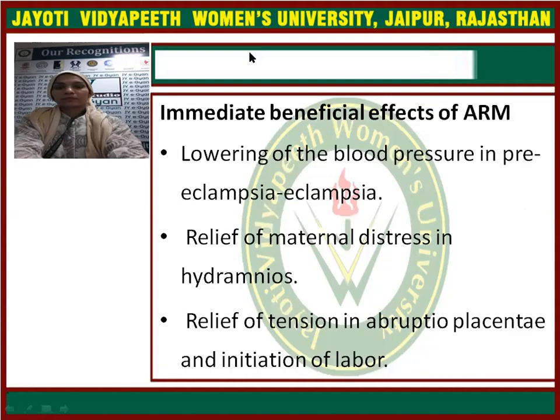So next one, immediate beneficial effects of artificial rupture of membrane. The immediate benefits: we can see the blood pressure is lowering in eclampsia and preeclampsia. In preeclampsia and eclampsia cases, the blood pressure lowers by artificial rupture of membrane. Maternal distress is lower in polyhydramnios. Again, relief of tension in abruptio placentae and initiation of labor.